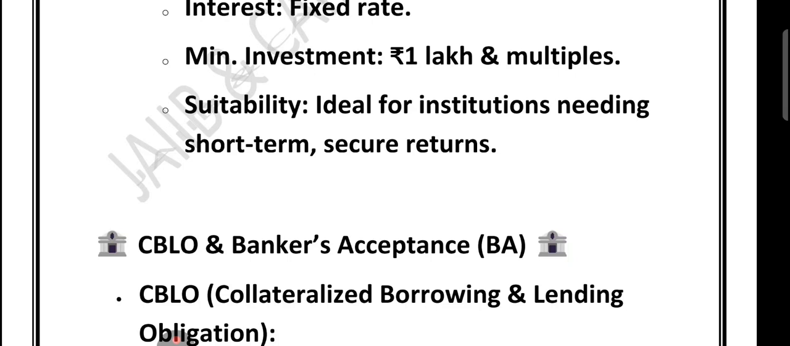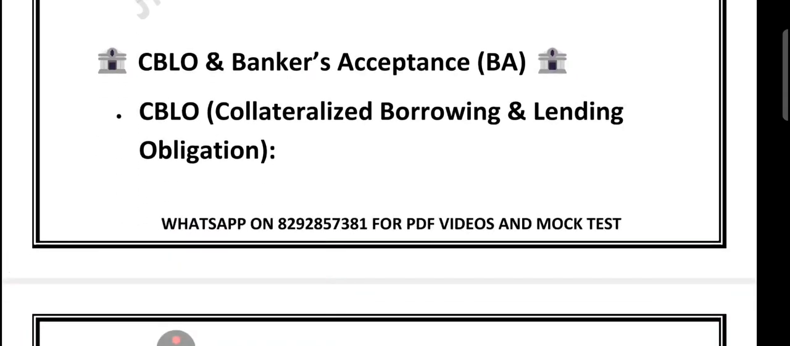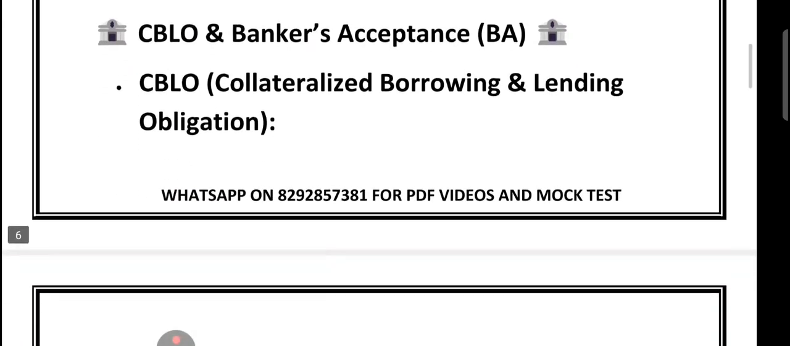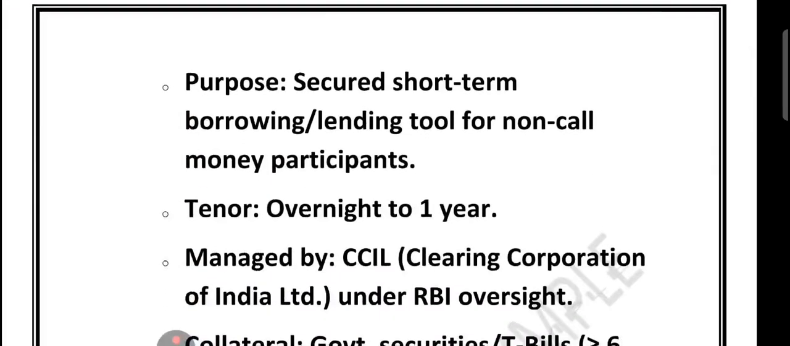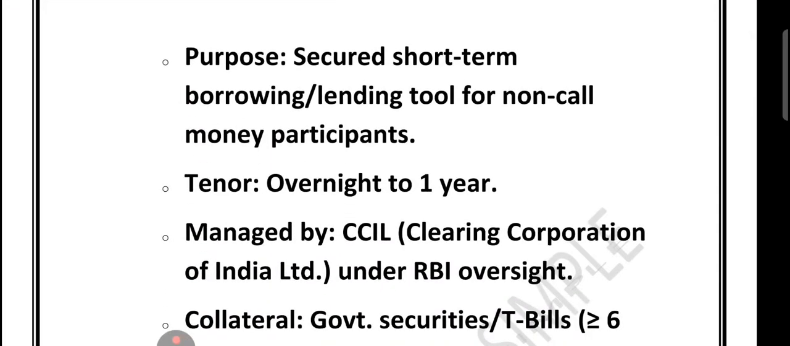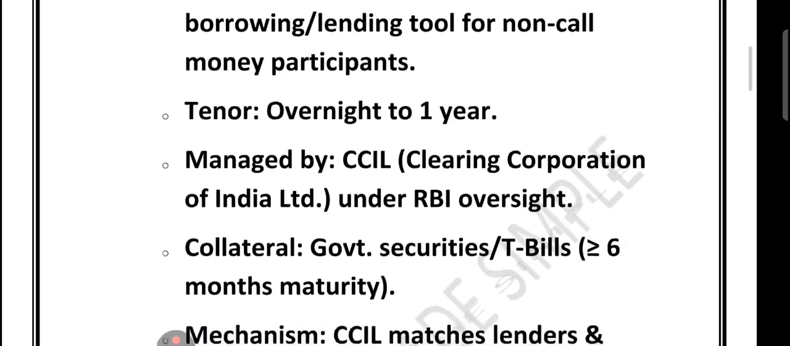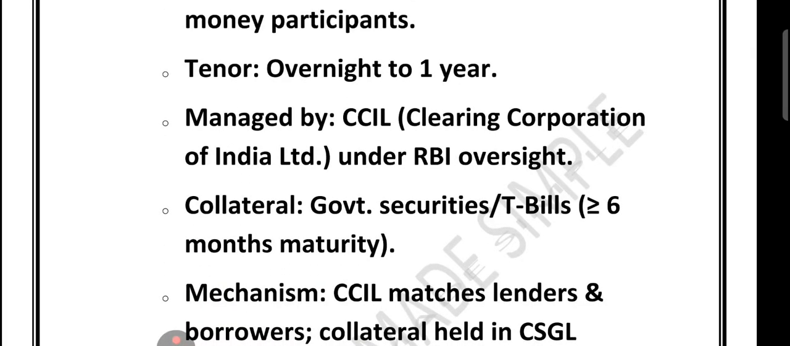Then we talked about the CBLO. CBLO is called collateralized borrowing and lending obligation. In short, it is a secured short term lending and borrowing system, especially designed for institutions that can't participate in the call money market. Secured short term borrowing and lending tool for non-call money participants. And the duration of CBLO can be as short as overnight and can go up to 1 year. You can see the tenor, overnight to 1 year. And who manages the CBLO? CCIL manages. What is CCIL?